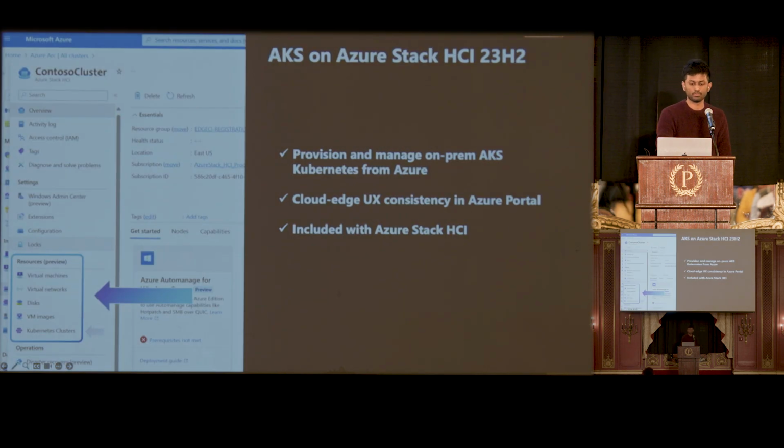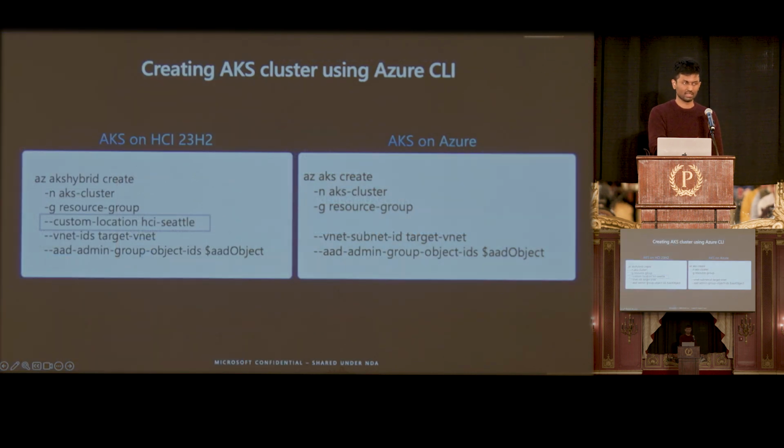Now, speaking of the AKS hybrid, what things are new with the AKS on Azure Stack HCI 23H2. So now you can provision and manage on-prem AKS hybrid clusters from Azure itself. So what that means is that you can go to Azure portal. Just like AKS is managed cluster, these clusters are provisioned clusters. So you can just go to Azure portal, click on Kubernetes clusters under Azure Stack HCI, and then you have a simple experience to create these clusters. We'll see a demo very shortly.